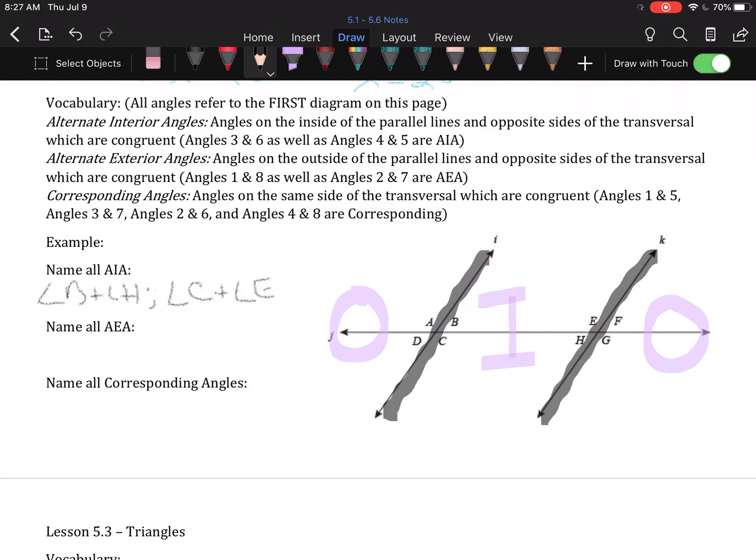Alternate exterior angles are angles on the outside of the parallel lines and on opposite sides of the transversal, which are also congruent. So D and A are technically on the outside and on opposite sides, but they're clearly not equal to each other. D is acute, A is obtuse. The alternate exterior angles are angle D paired with angle F, also on the outside but on the opposite side. The other pair is angle A with angle G.